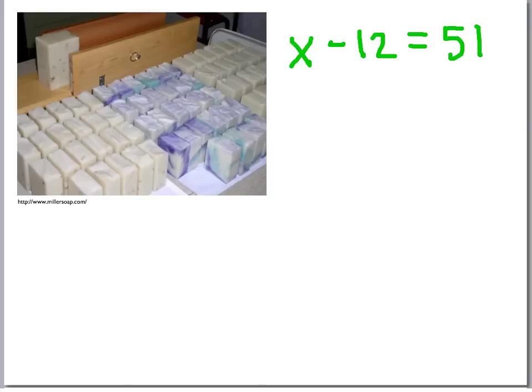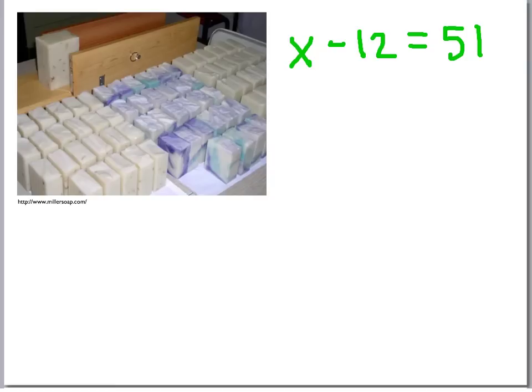Let me read the problem again and see if it matches. Tony gave away 12 samples of homemade soap. He had 51 remaining. So how many samples did he have to start off with? This looks pretty good to me. So let's go ahead and solve this. X minus 12 equals 51. We're going to get just the X on that left-hand side of the equal sign. So we got to get rid of a minus 12. How do we get rid of a minus 12?